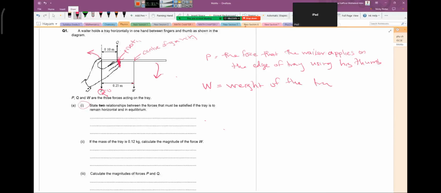Now the first question is being asked. State two relationships between the forces that must be satisfied if the tray is to remain horizontal and in equilibrium. What is the first relationship? P should not be equal to 0. If P is equal to 0, what will happen?